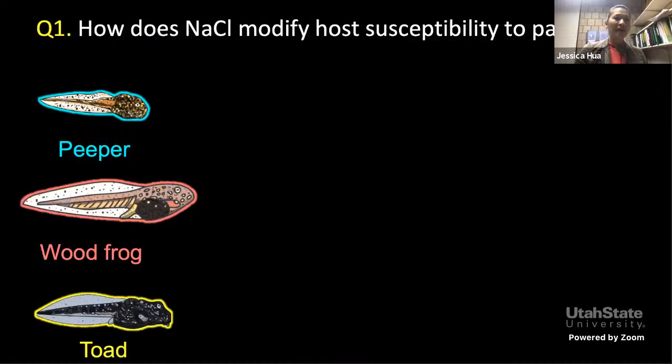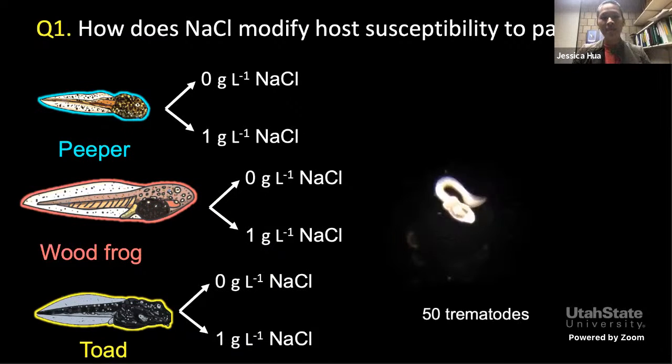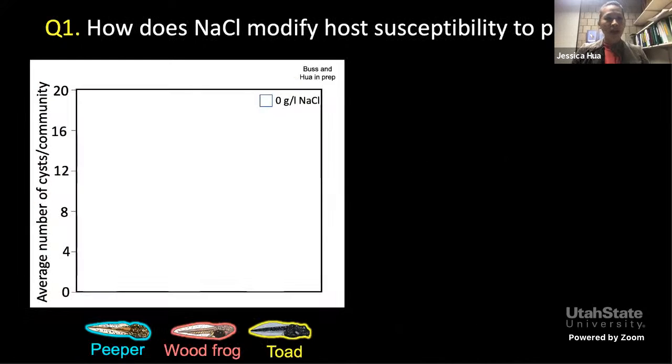So Nick went back to the original design, and what he did, instead of just focusing on wood frogs, was he looked at peepers, wood frogs, and toads, and he replicated the design, exposed them to either no salts or salt environments, and then exposed them to 50 trematodes. Again, he looked at the average number of cysts that were found in each one of these species.